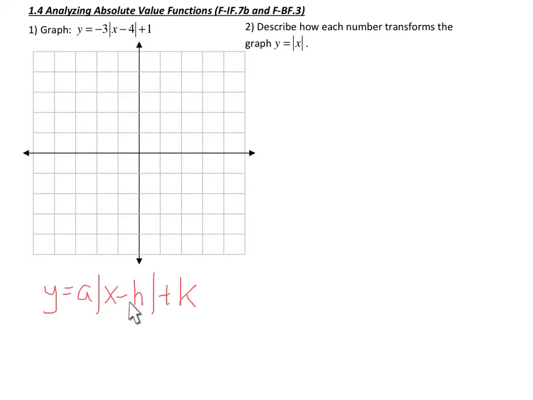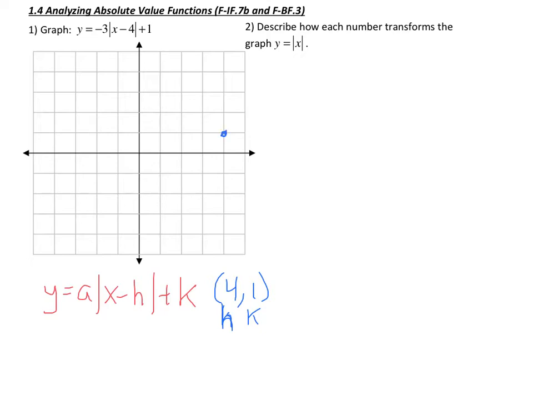But do you see this negative H here? That means the opposite of it. So if that's a negative 4, what's the opposite of that? Positive 4. So we're going to start with positive 4, comma 1. This is your H, K. This is a coordinate. I'm going to go over here and plot that point. Over 4, up 1.